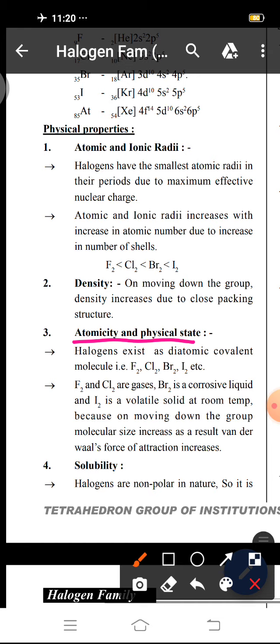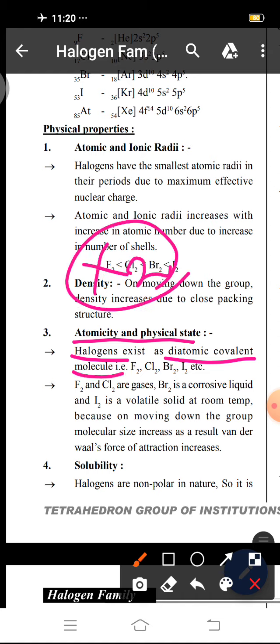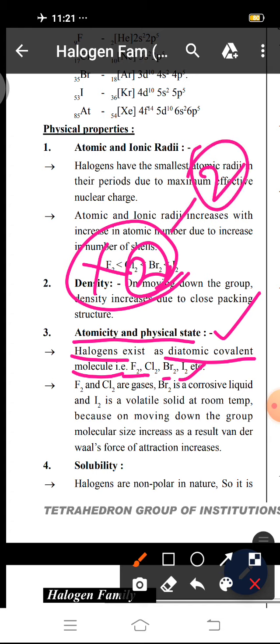In atomicity, halogens exist in diatomic form. That is, halogens always exist as diatomic covalent molecules of the form X2, represented as F2, Cl2, Br2 and I2. Their atomicity is 2: two atoms combine to form a stable molecule.